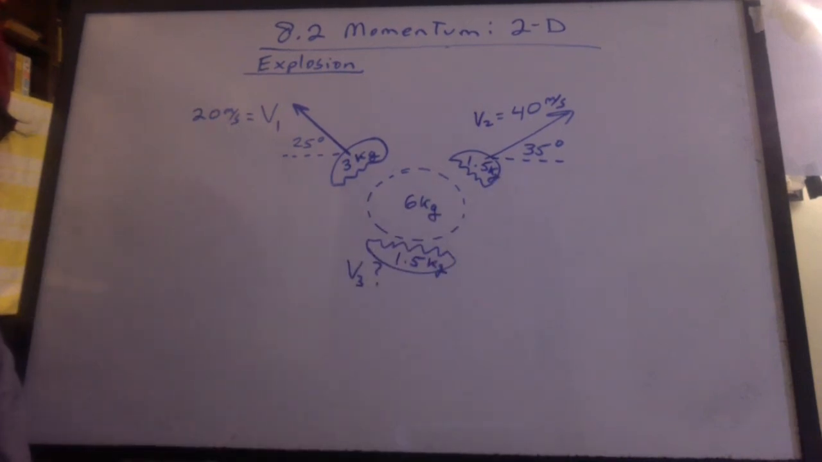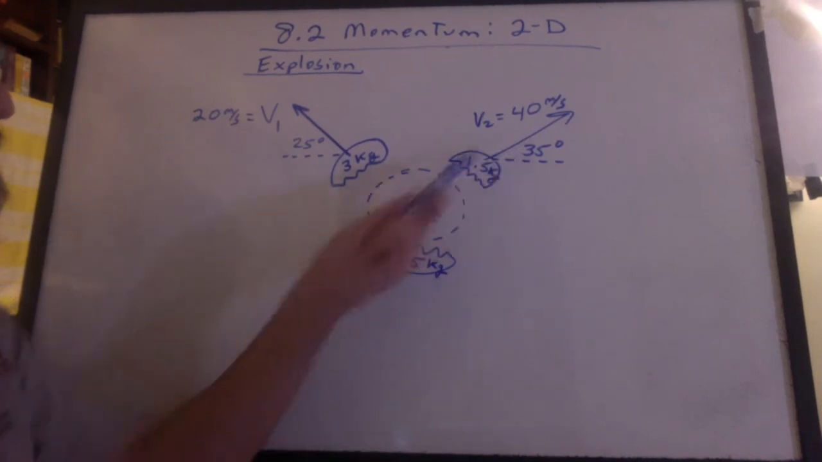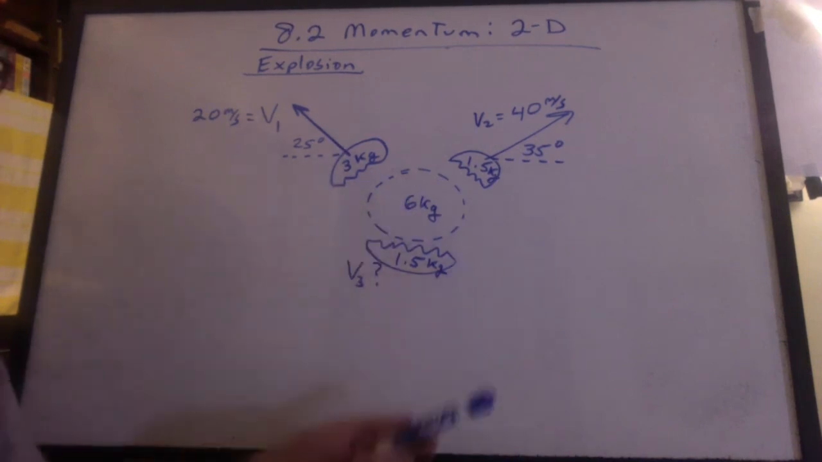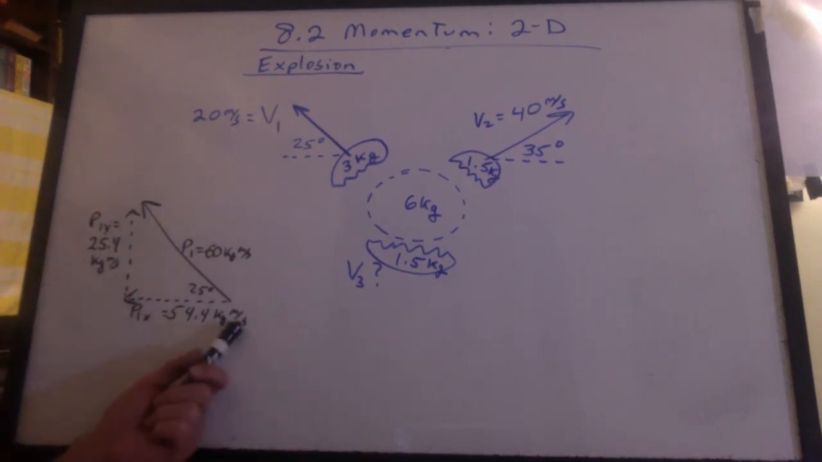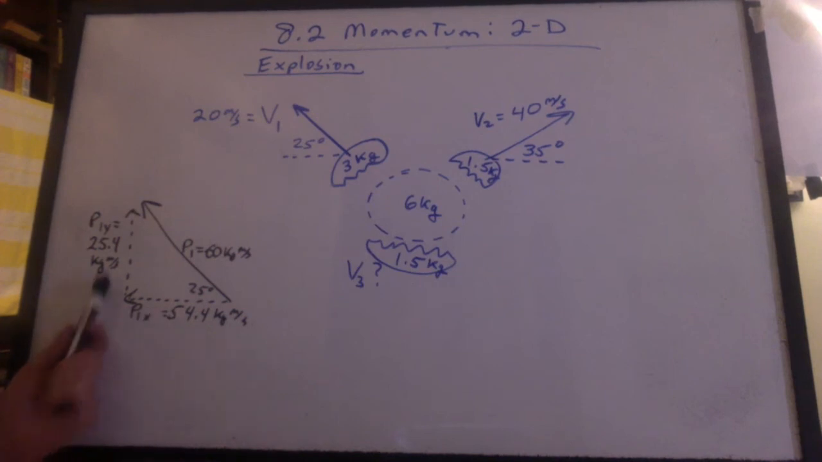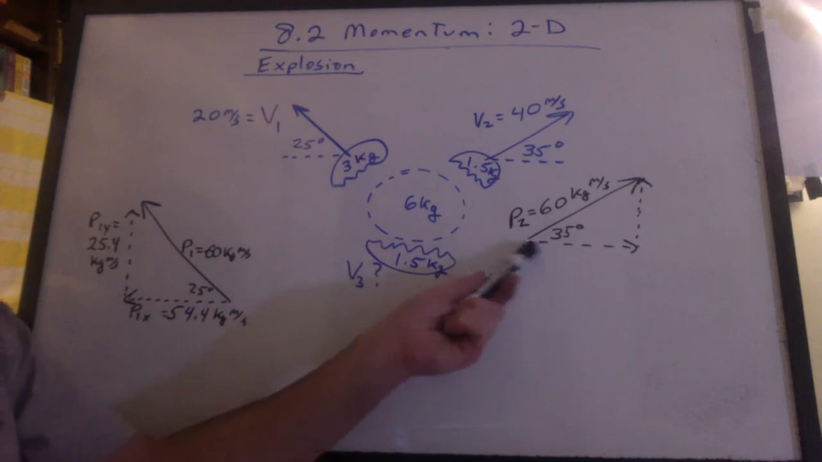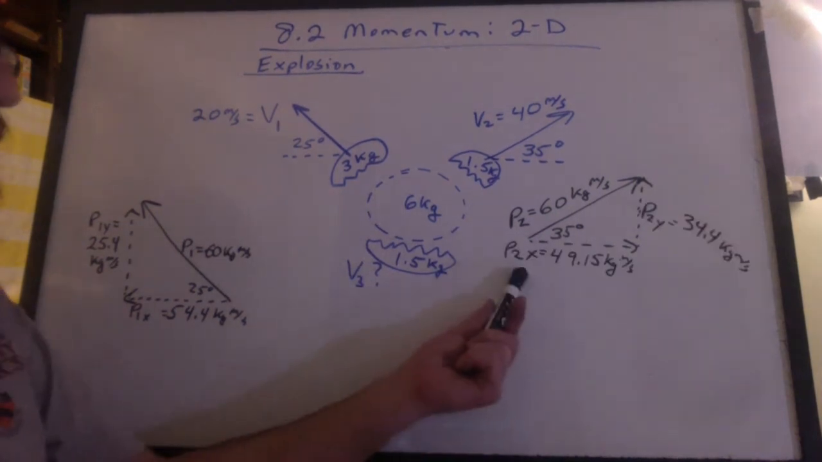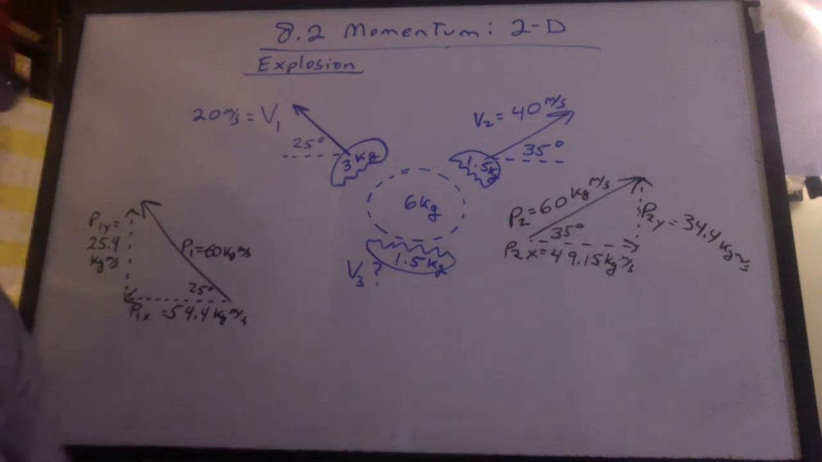Where's the missing piece going? Again, the explosion is an internal force. However hard it pushes this way, it pushes this way, or this way, and this way. So it's all isolated. Well, let's take a look at the momentum of this object. It's 60 kilogram meters per second going this way, which gives us 54.4 kilogram meters per second in the x direction and 25.4 kilogram meters per second in the y direction. The momentum for this piece is going to be 60 kilogram meters per second. We have a 35-degree angle, and that's going to give me an x and a y component of 49.15 and 34.4 kilogram meters per second.